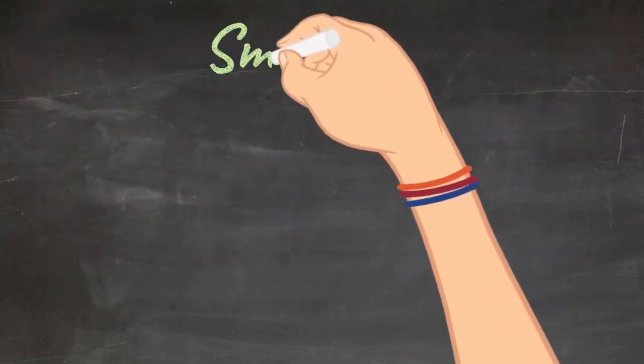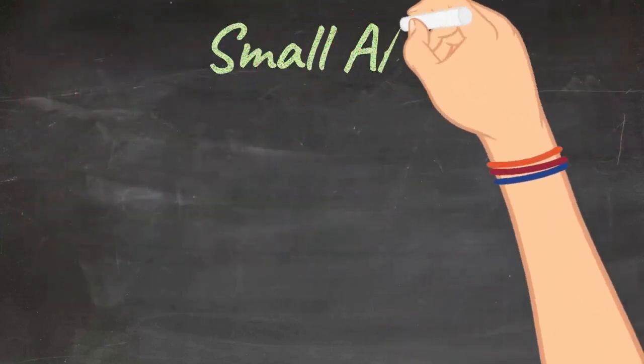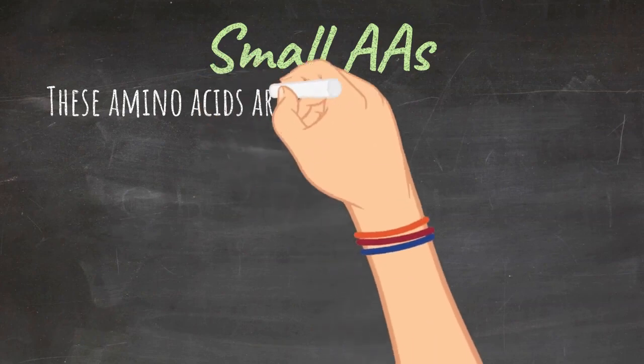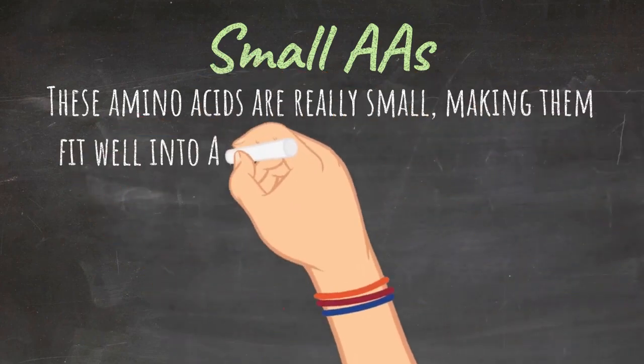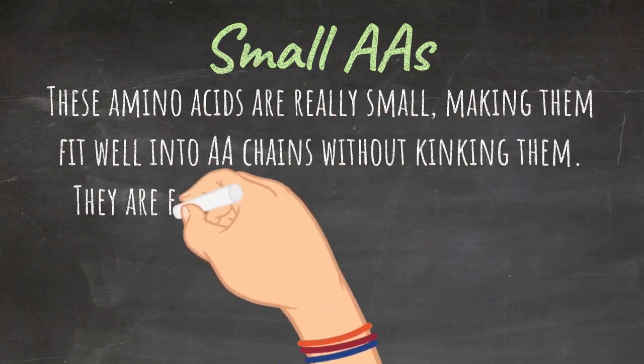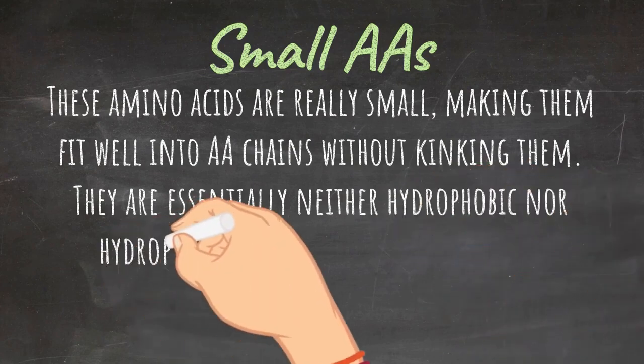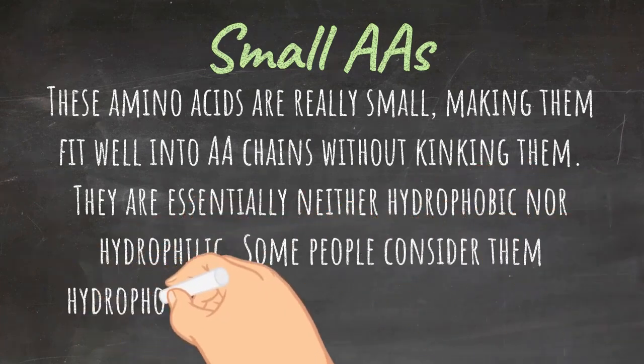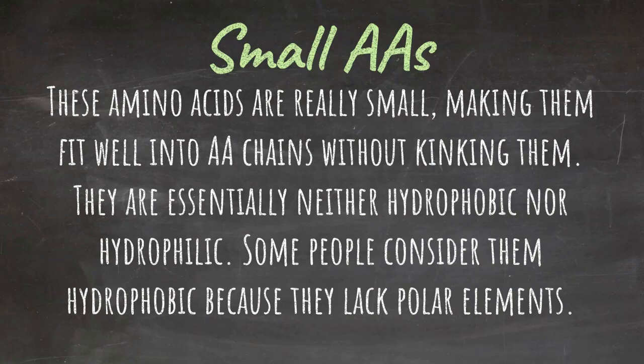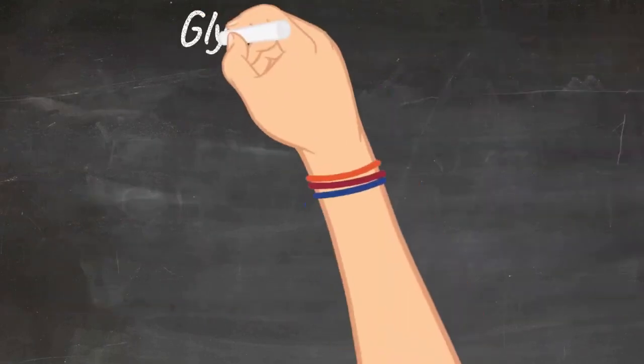So lastly, we're just going to touch on the two small amino acids, which can fit really well into amino acid chains without kinking them. They're essentially neither hydrophobic nor hydrophilic because they are so small, although some people will consider them hydrophobic because they lack polar elements and have carbon or hydrogen in their side chains.